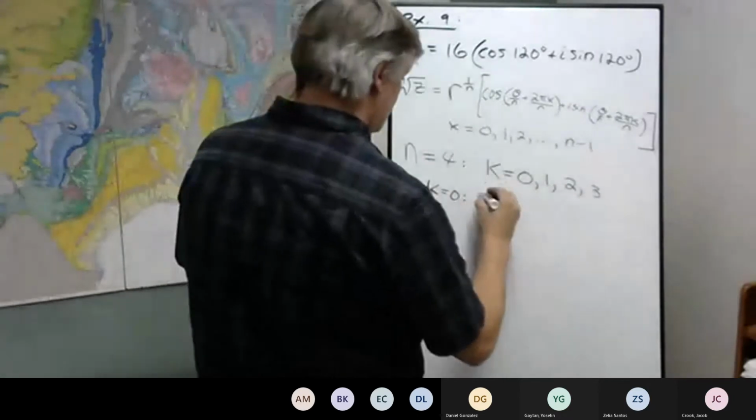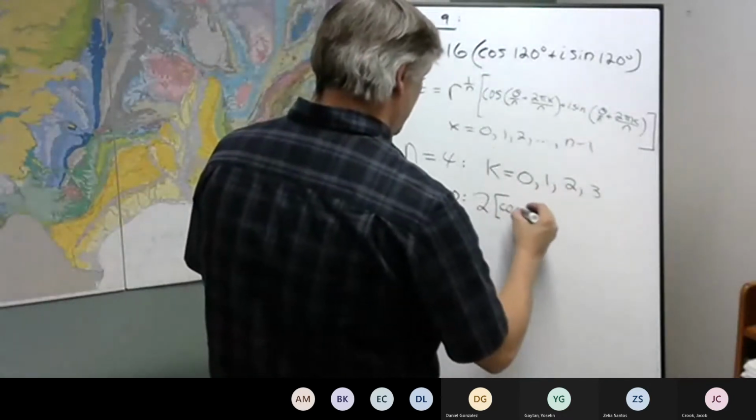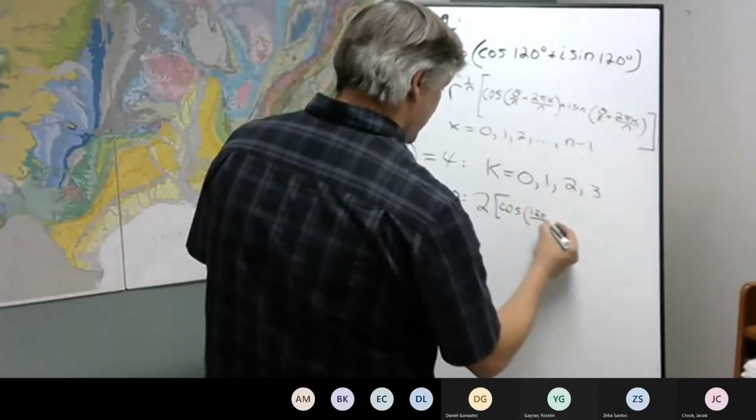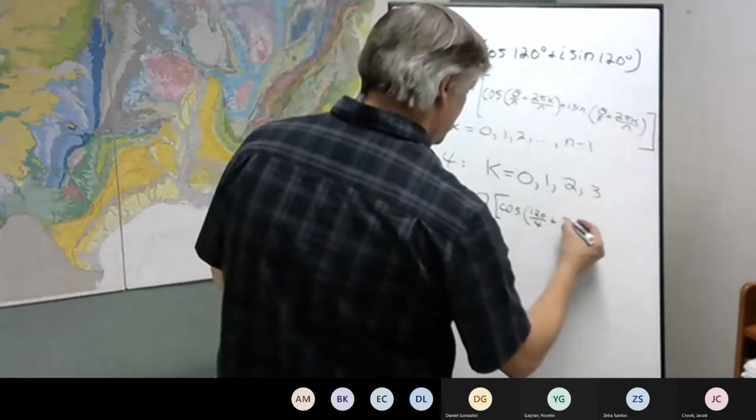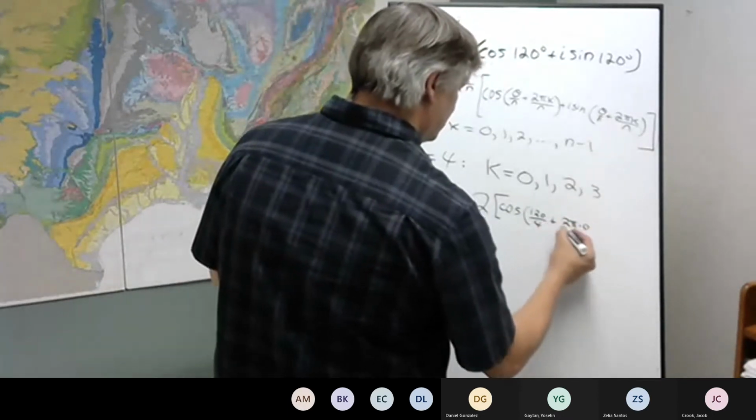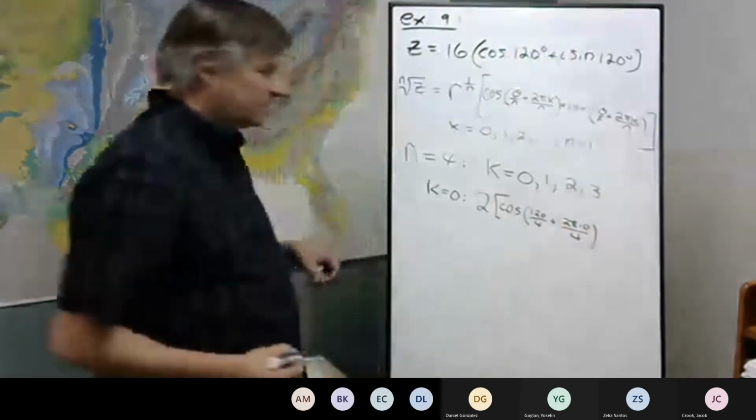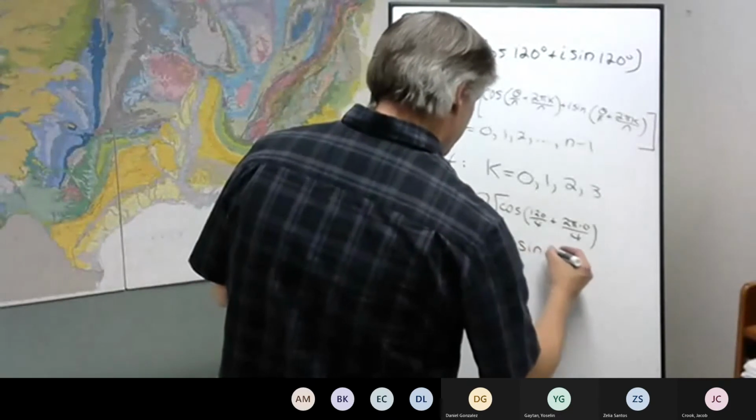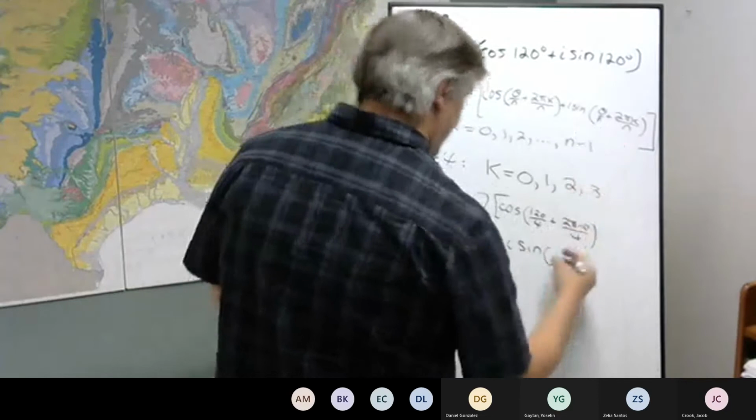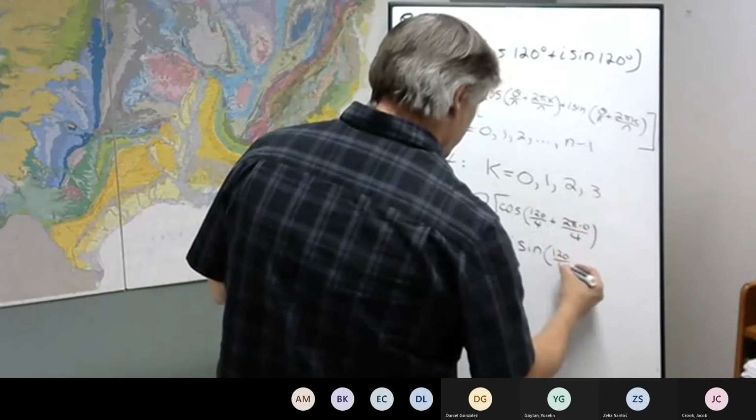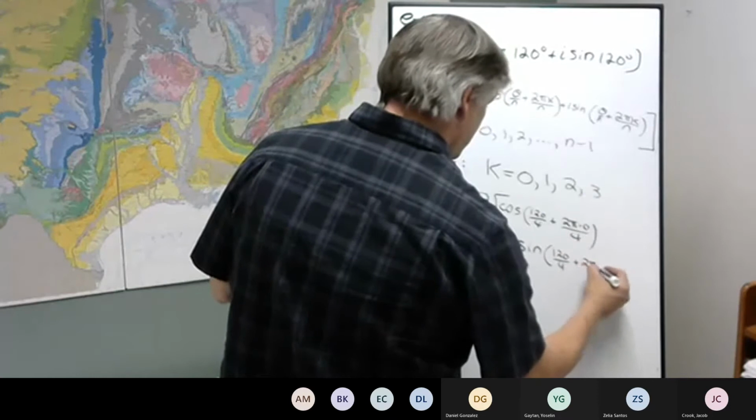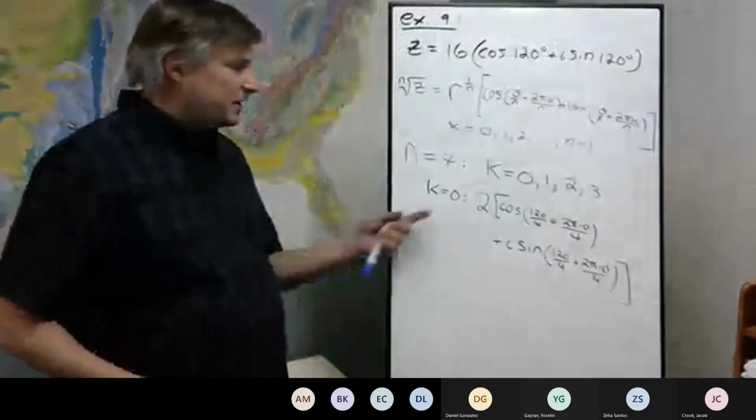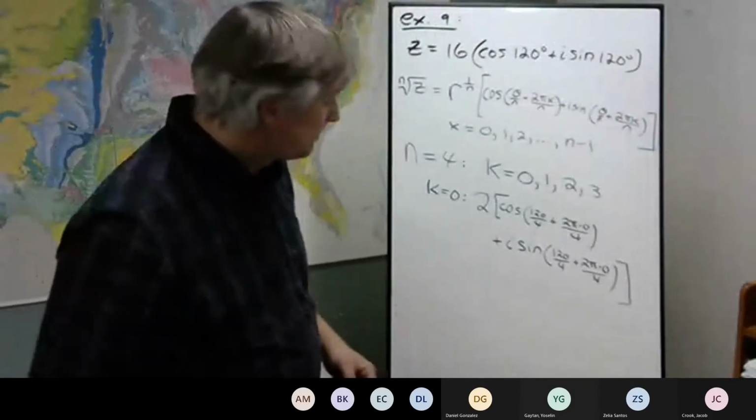Well, this will be 2 times cosine of 120 divided by 4 plus 2 pi times 0 over 4, so that's our cosine, plus i sine, and again, theta over n, or 120 over 4, plus 2 pi times 0 divided by 4. So this will give us the k equals 0 root.